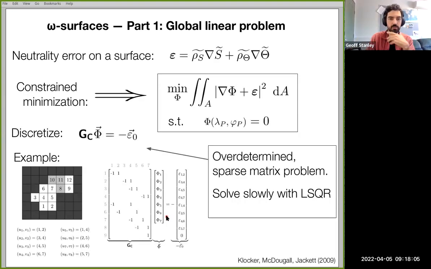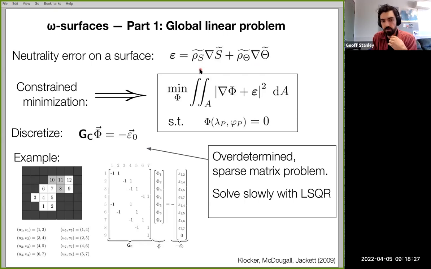So omega surfaces. What are we talking about? Here the tilde is on top. Apologies, it's the same as having the tilde below. An omega surface is one that tries to minimize this quantity epsilon. If you remember, a neutral surface is one for which this quantity here is equal to 0. So what we'd like to do is minimize the error from 0 in this expression.